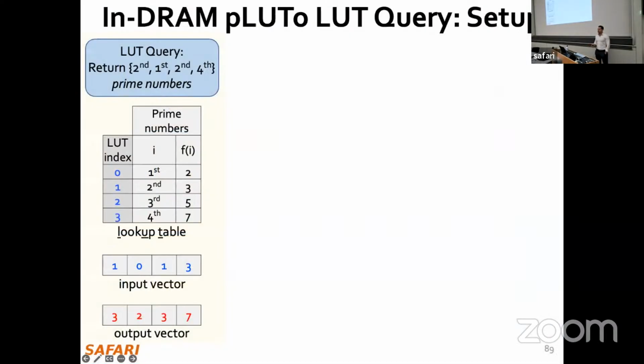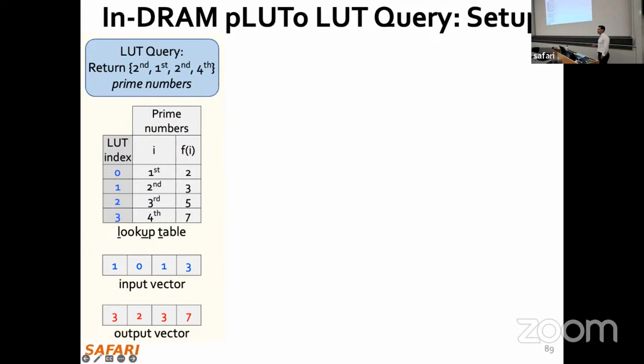I'm going to illustrate how PLUTO works with a running example. It's not necessarily a transcendental function, but the same principle applies. Let's say that you have a lookup table query where I want to return the first, second, and fourth prime numbers in a natural sequence. Before doing anything, I tabulate the sequence of prime numbers. The first prime number is 2, the second is 3, the third is 5, the fourth is 7.